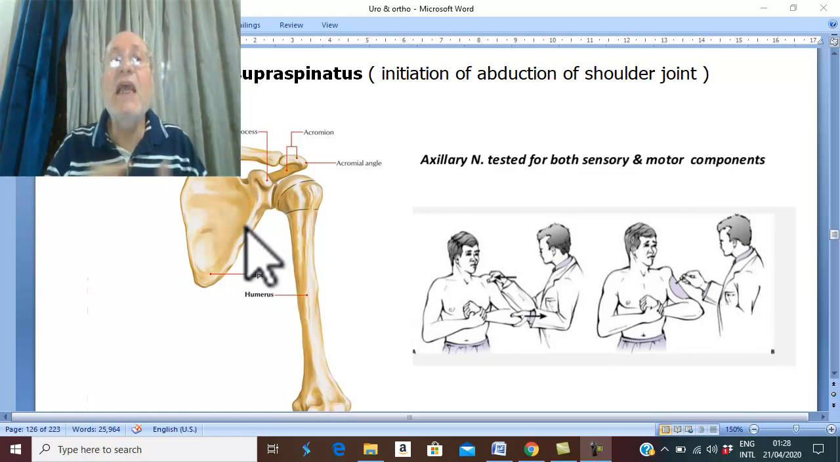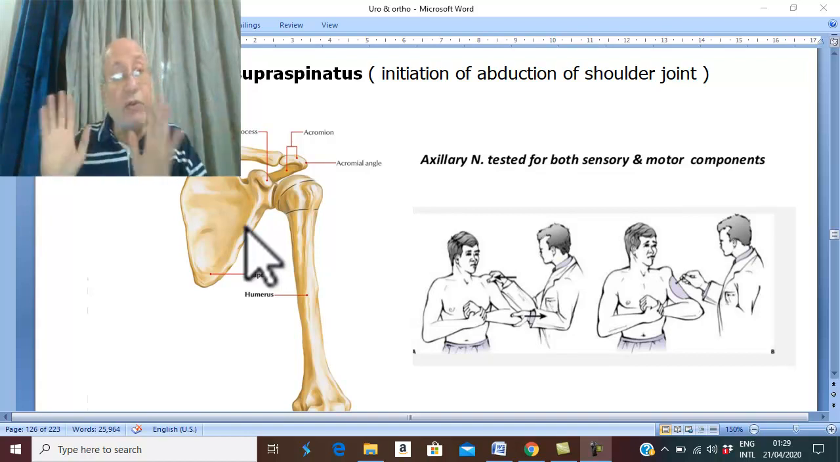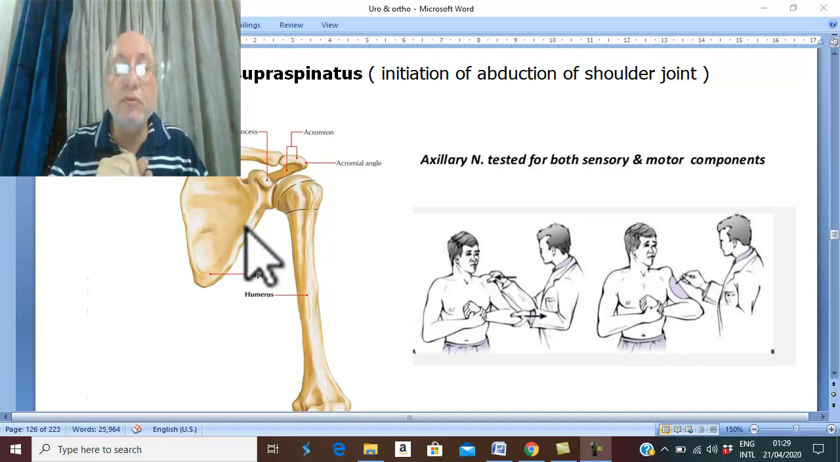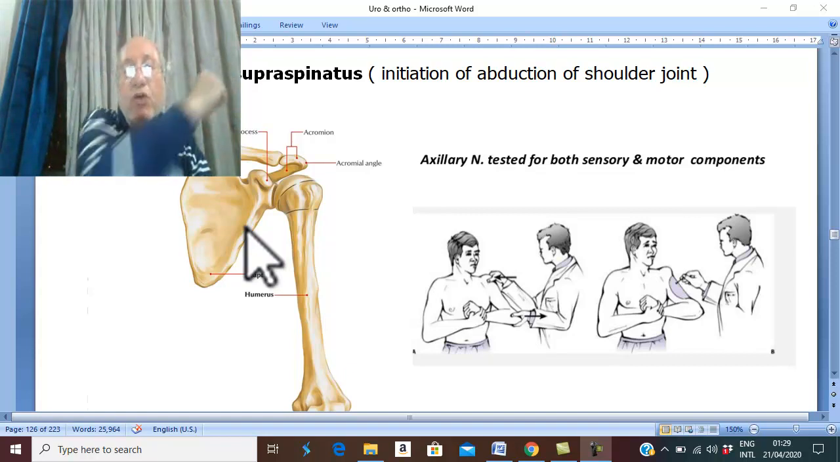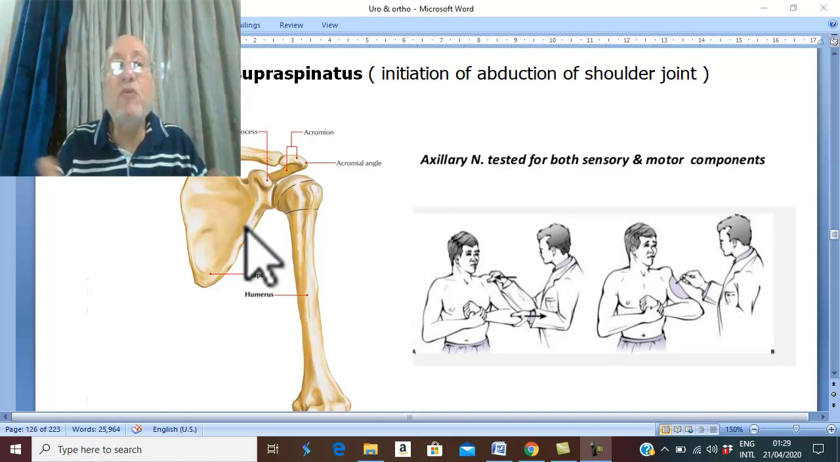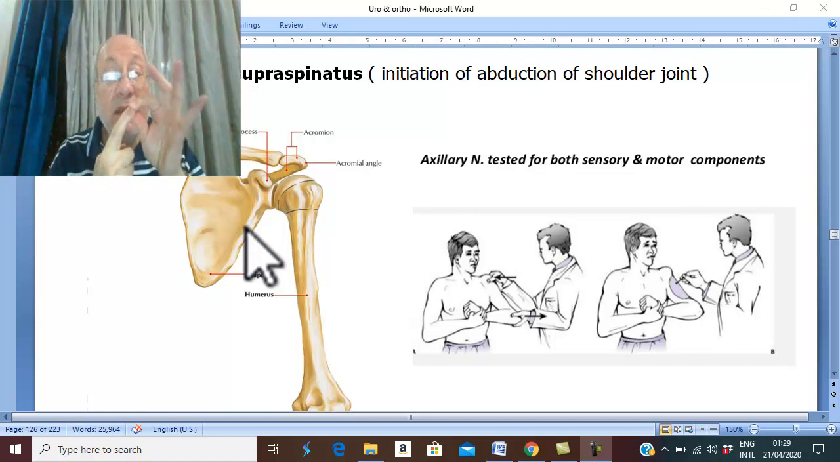But in dislocation, there is no axis of movement. There is loss of active movement because it is painful, as in fracture. And if the doctor tries to move the joint, it will not move, because there is no axis to move this joint. Therefore, in dislocation there is absolute loss of movement: loss of active movement by the patient and passive movement by the doctor.